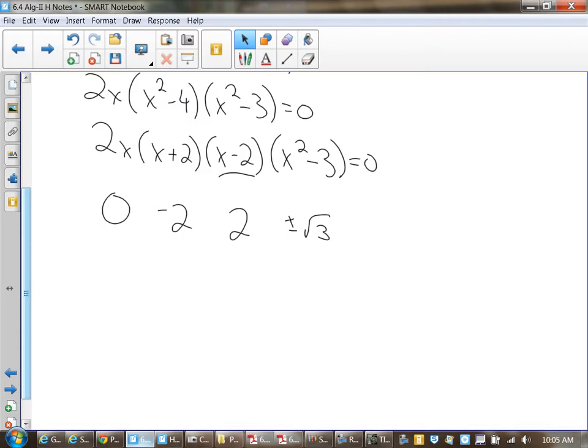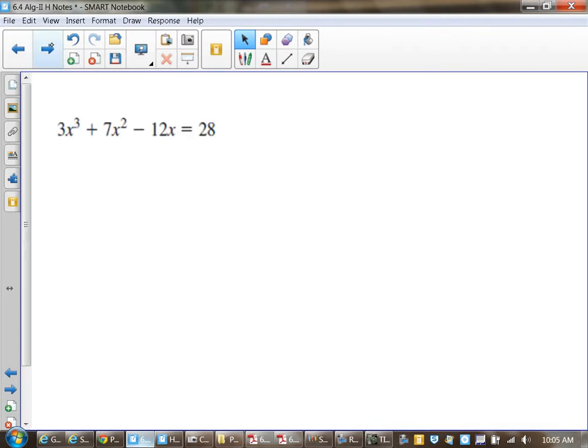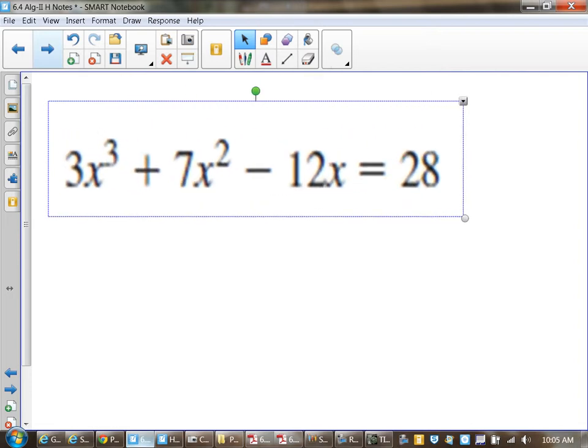Wait, I thought you said there was 5 zeros. There are: 0, negative 2, 2, square root of 3, negative square root of 3. There's still 5 of them. All right, try this one on your own.